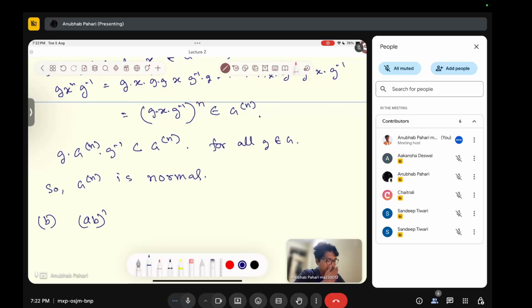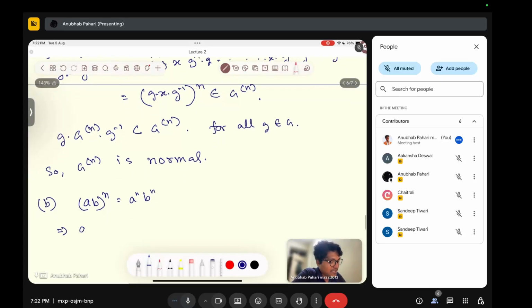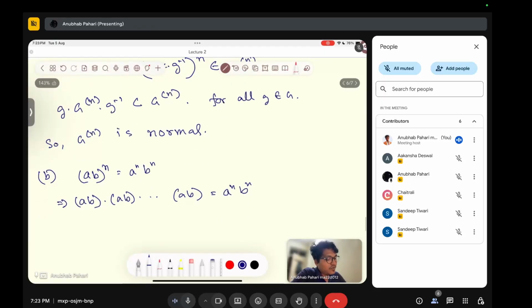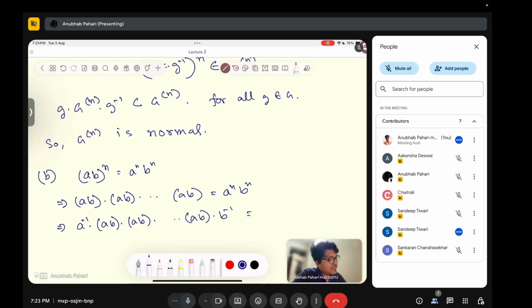Actually there is a trick, that it follows from this. We have (ab)^n equals a^n b^n, and from here it follows that ab times ab times ab up to n times equals a^n b^n. So if you just take a inverse on the left, cancel the first ab, and on the right you take b inverse, then it should be a inverse a^n b^n b inverse.